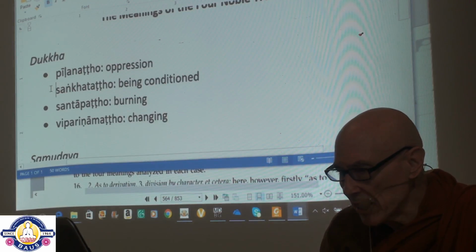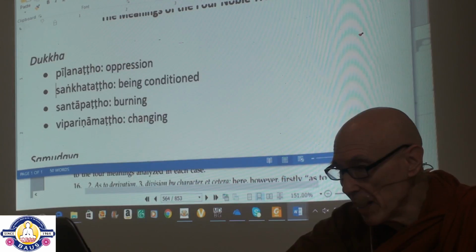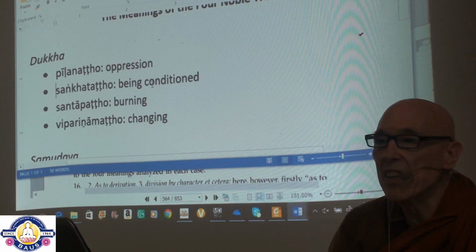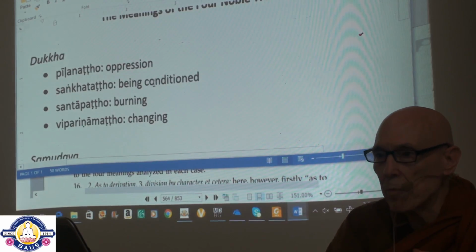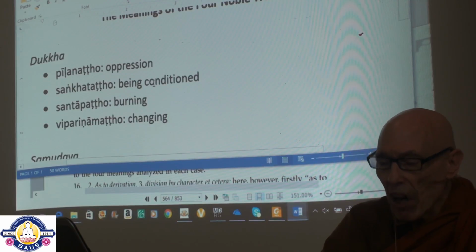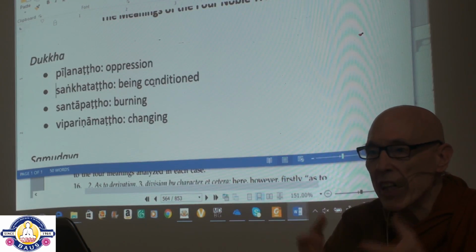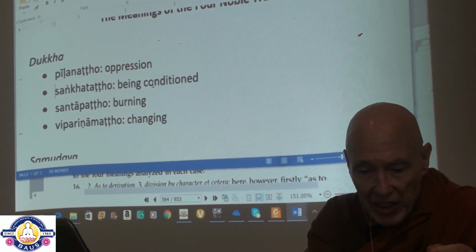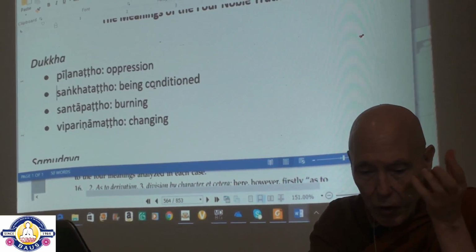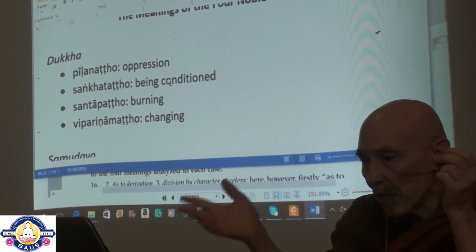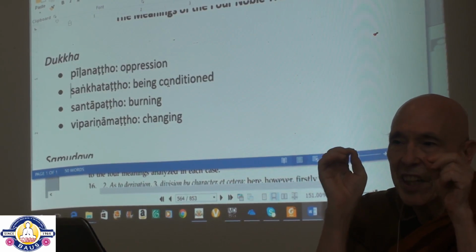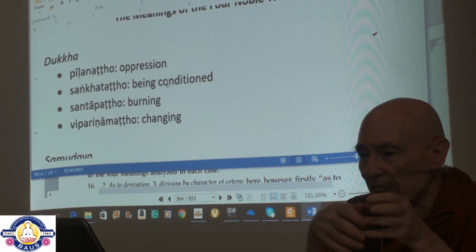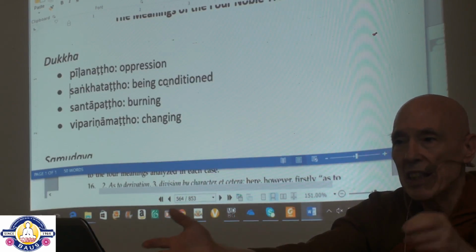Okay, another nuance is sankata. Sankata means conditioned, what is put together by causes and conditions, what arises through the functioning of different conditions. And here we come to a very broad implication of the first noble truth. The implication is that whatever is conditioned, whatever arises through causes and conditions, is in some way dukkha.